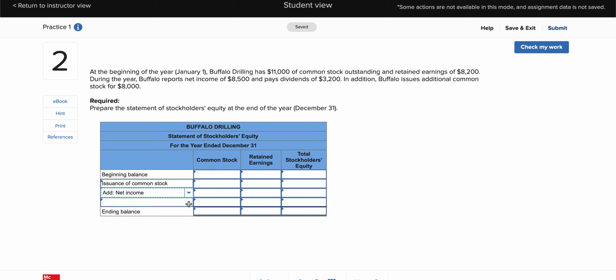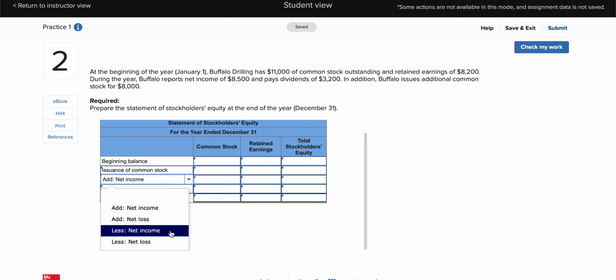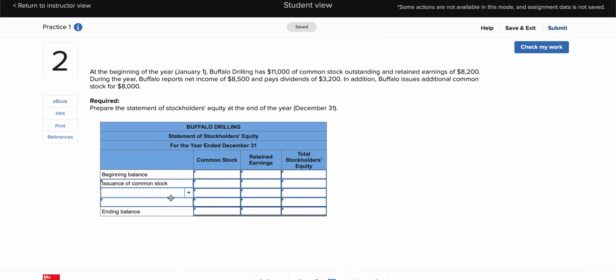Now, if by chance the company had a net loss, meaning they lost money for the year, then what we would have instead of add net income is minus net loss. And that's what we would have here. But in this case, it tells us they had net income of 8,500. So we don't want to go there. Not to say that one of the problems won't take you there. Add net income, and we're going to subtract the dividends.